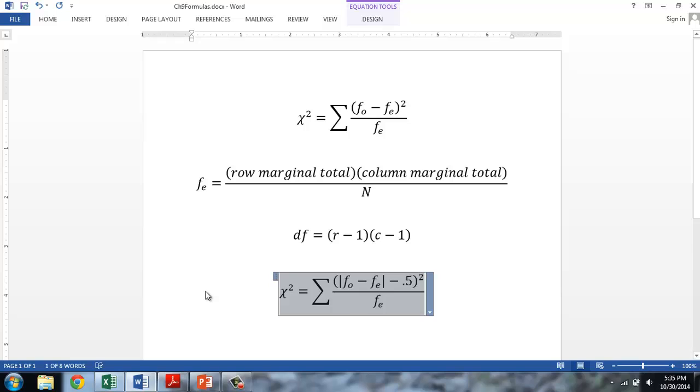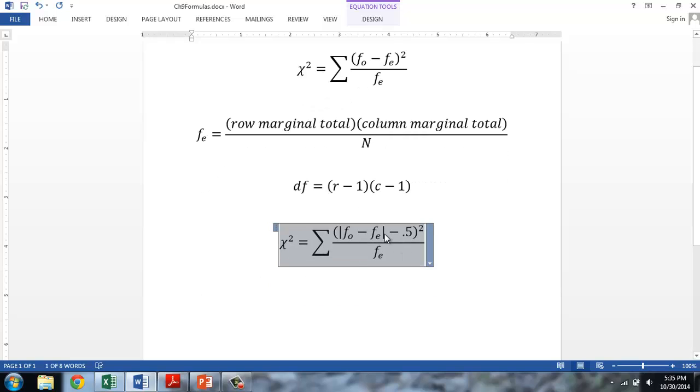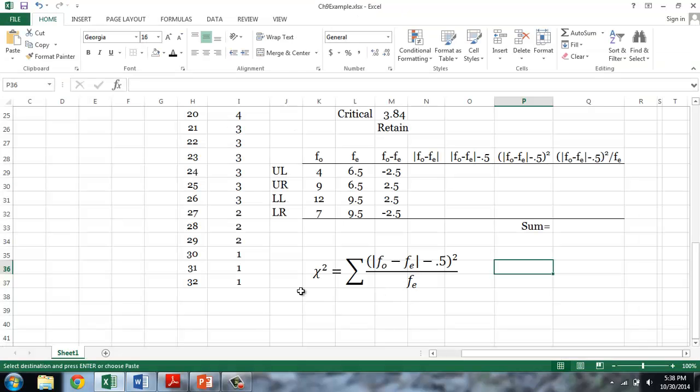Here's the formula for Yate's correction. Essentially, we discount each deviation by 0.5 before we square it. This ensures that our chi-square is not unreasonably inflated by low observed frequencies. Since we want the size of the deviation to be 0.5 smaller, regardless of its sign, we have to incorporate an absolute value as well. So, here's a new table that I've constructed to include the steps needed to perform a Yate's correction on our data. Our observed and expected frequencies are the same, therefore our deviation scores are the same.